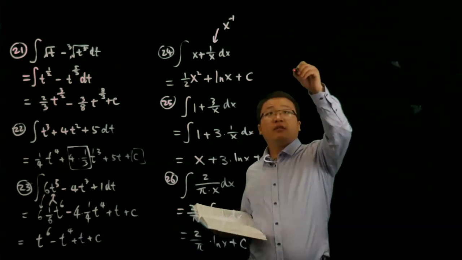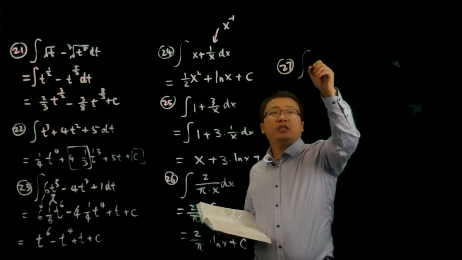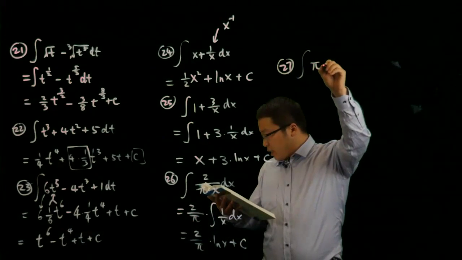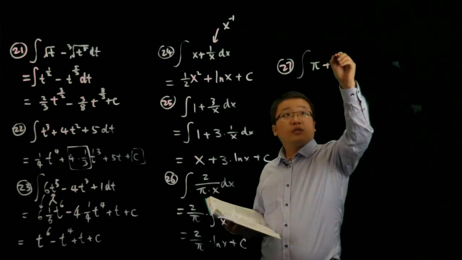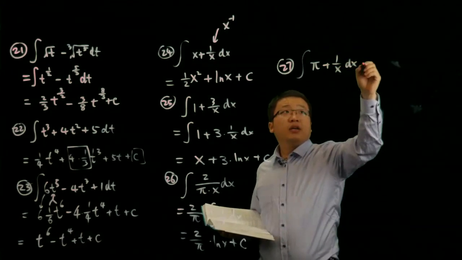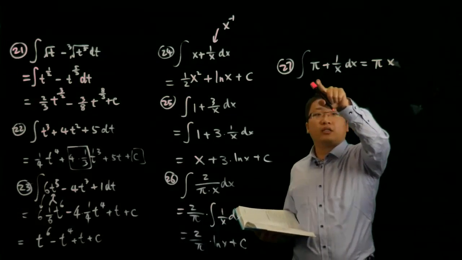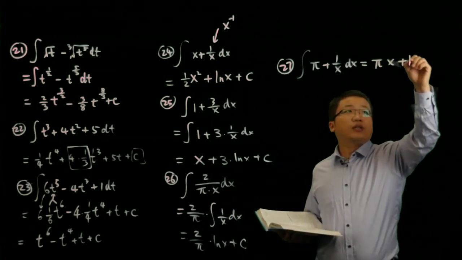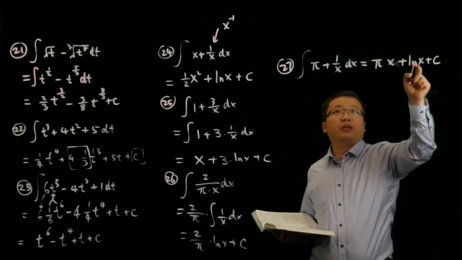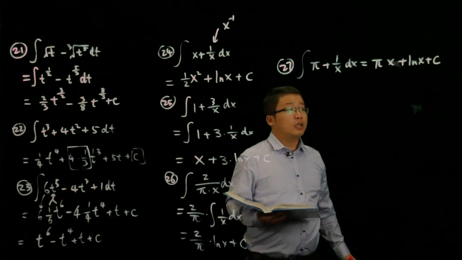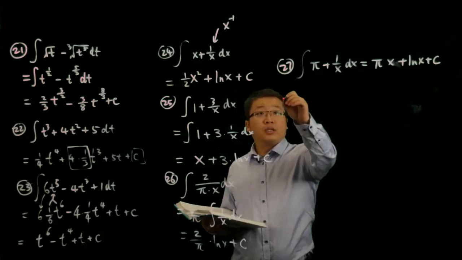Number 27. What is the integral of pi plus 1 over x dx? The integral of pi is going to be pi x because that's a constant value, plus the natural log of x, and plus c. The integral of 1 over x is the natural log of x.